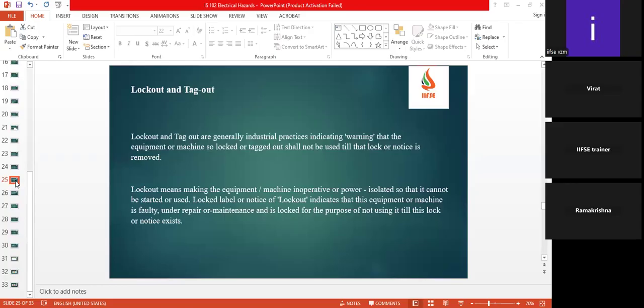An unlocked label or notice of lockout indicates that the equipment or machine is faulty, under repair or maintenance, and is locked for the purpose of not using it till the lock or notice is removed. It means if you are putting on a locked label, maybe because of damage, the machine is not working, it is faulty, or somebody is doing some maintenance activity on that equipment. So it indicates others are not allowed to activate that.